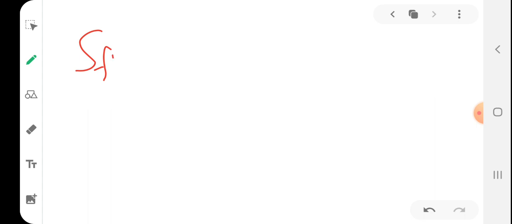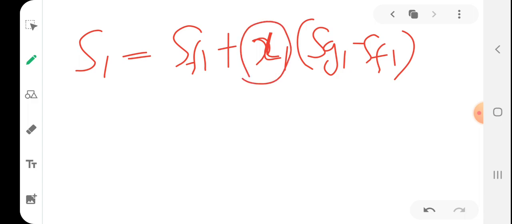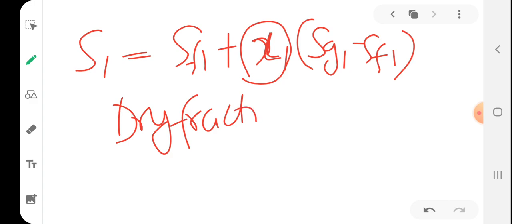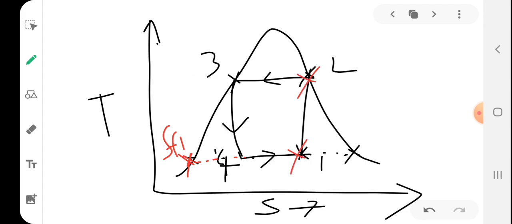Students, you know the equation: in your steam engineering you studied S1 is equal to SF1 plus X1 into SG1 minus SF1, where X1 is the dryness fraction at 1. If X1 is known, you can find S1. SG1 and SF1 are known, but you still don't know X1. But S1 is equal to S2, right?